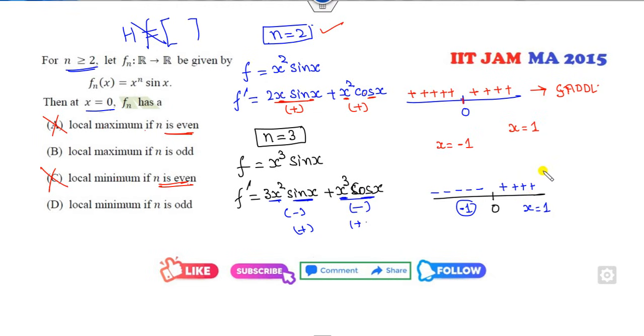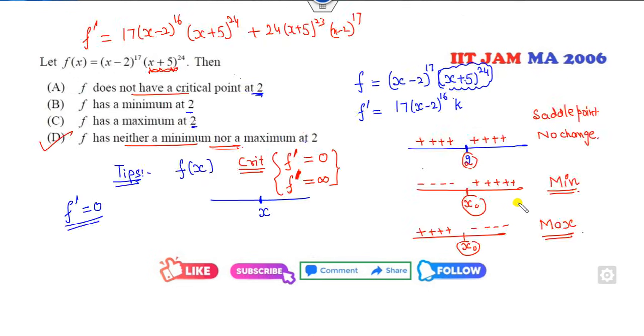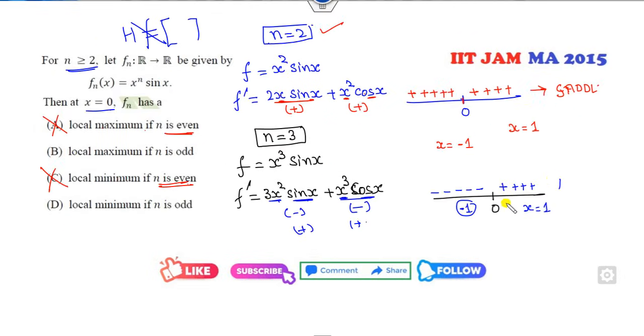So you can see my shortcut test: where it is first negative and then positive, you will get a minimum value. So this point is a minimum. So that's a local minimum, and maximum is cancelled.